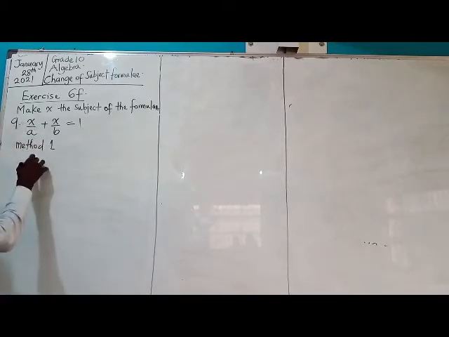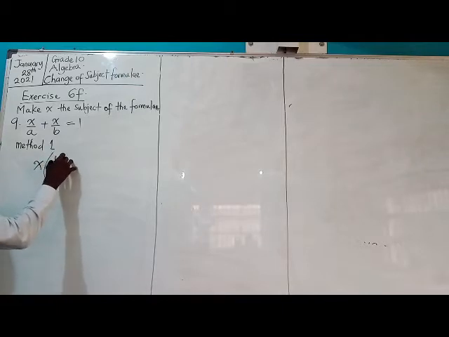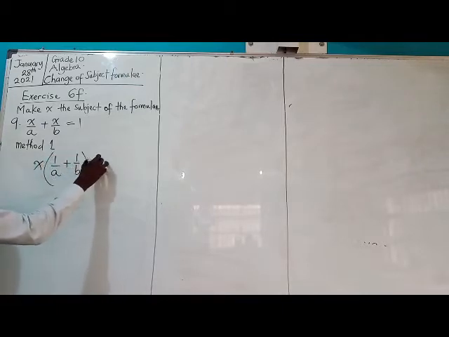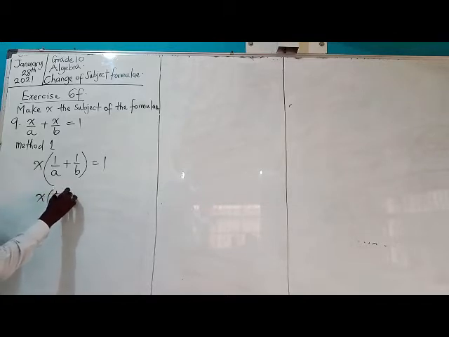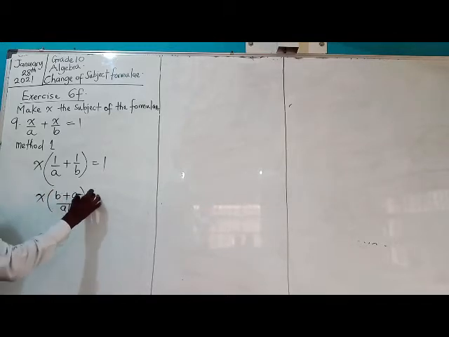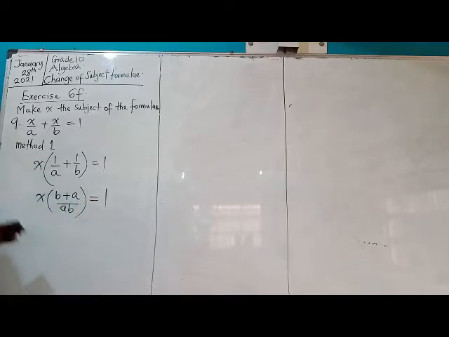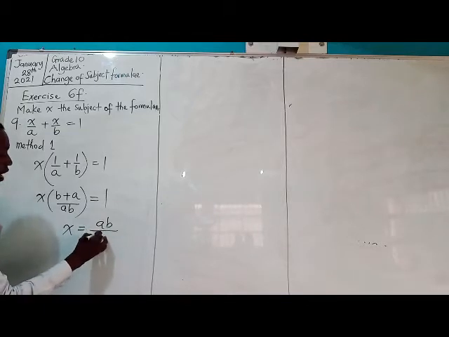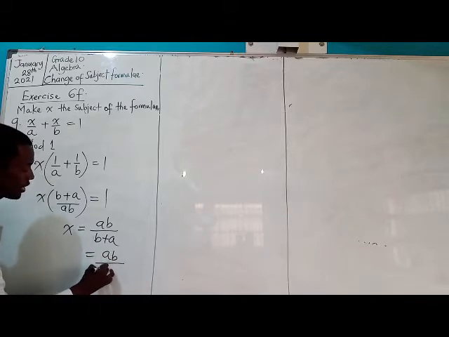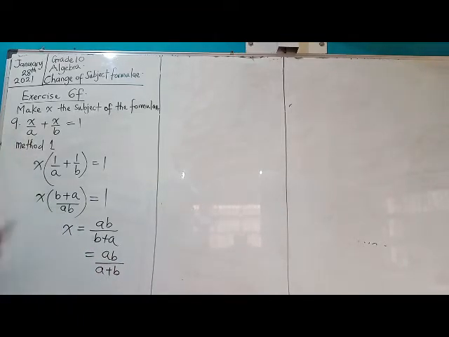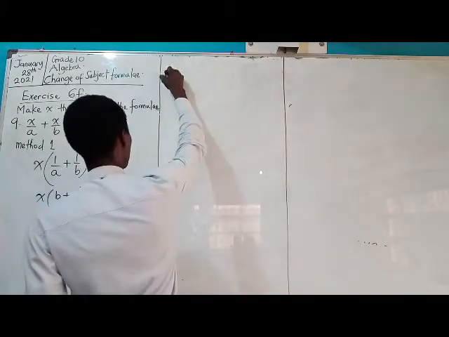Method one. I can factor X out. I'm going to have 1 over A plus 1 over B equal to 1. I use my concept of LCM here, and I'm going to have X into B plus A over AB equal to 1. And then I will multiply the reciprocal of this to this side, and I'll have X equal to AB over B plus A, which invariably will be AB over A plus B. That's one method.